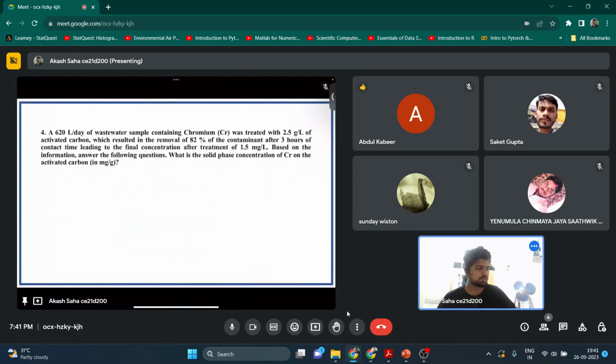Okay, so this is the last subjective problem. It says: a 620 liter per day wastewater sample containing chromium was treated with 2.5 gram per liter of activated carbon, which resulted in 82% removal of the contaminant after 3 hours of contact time, leading to a final concentration after treatment of 1.5 milligram per liter. Now, based on the information, answer the following question. What is the solid phase concentration of chromium on the activated carbon?